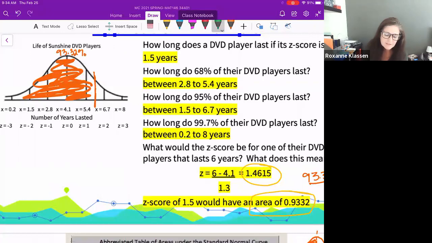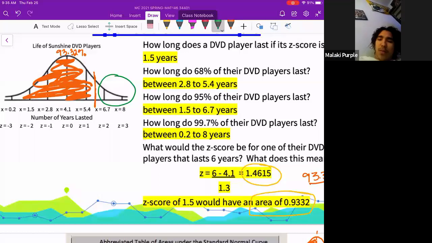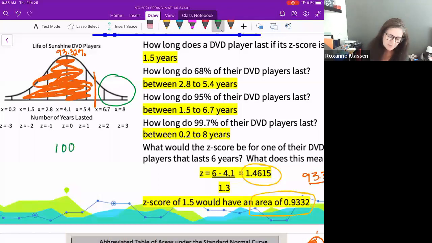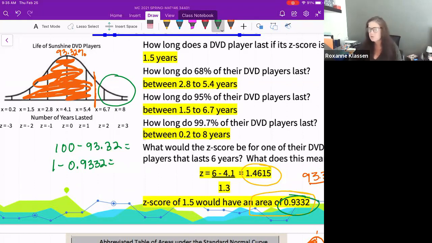How would I find the area to the right? How would I find what percent or the area to the right? Any ideas? Would you just subtract it from 100? Yeah. Very nice, Malachi. So I would take 100 minus that 93.32. Or if you were looking at this original value, you could do 1 minus 0.9332. Either way, right? What do you get when you subtract those?